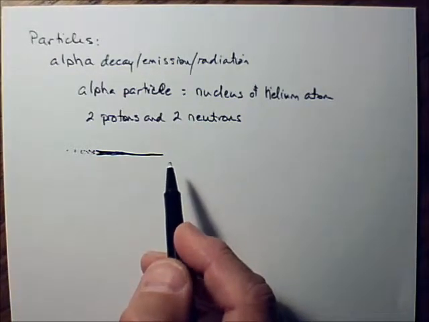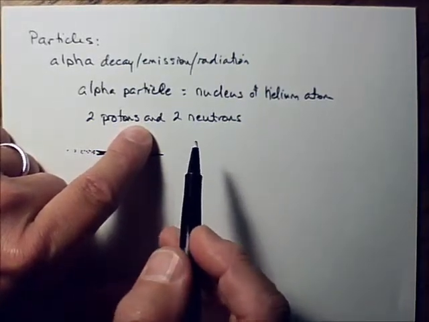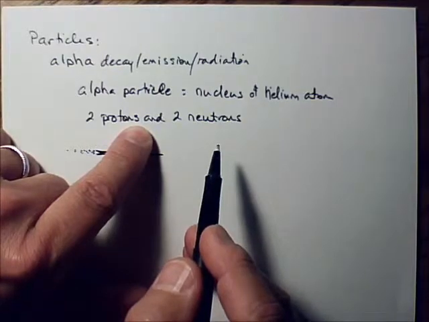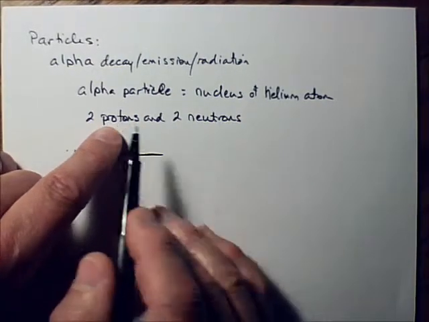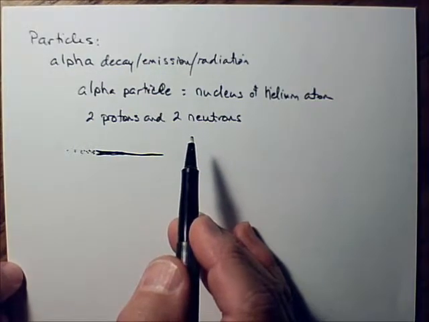All right. So it's made of 2 protons and 2 neutrons. So what do we call atomic mass? Where do we get atomic mass from? What's it made up of? Protons and neutrons. So if I have 2 protons and 2 neutrons, you already know the mass of an alpha particle. 4. You got that?